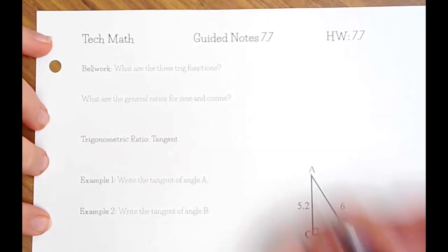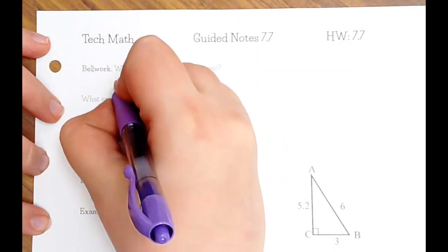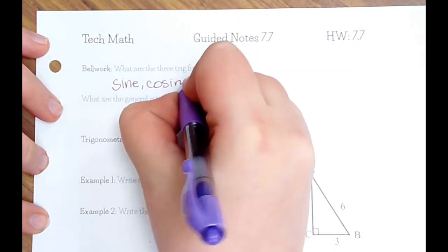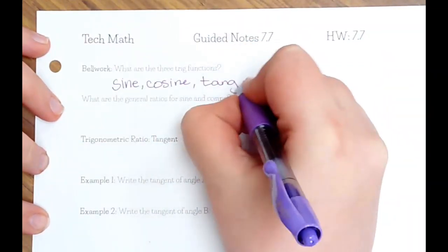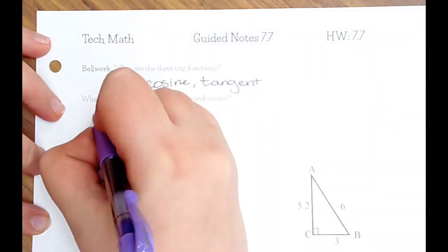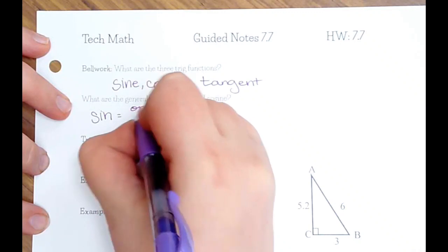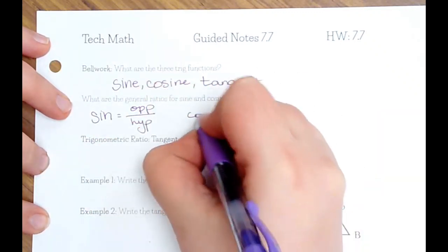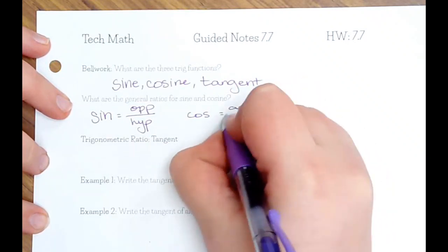We're going to start off by just reminding ourselves what the three basic trig functions are. We've got sine and cosine. We've talked about these pretty extensively, but the one we're going to do today is tangent. So let's remind ourselves of the general ratios for sine and cosine. Sine is going to equal opposite over hypotenuse. Cosine of an angle is going to equal adjacent over hypotenuse.